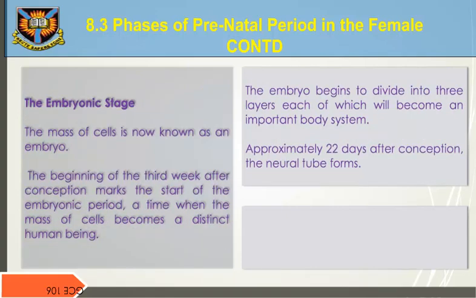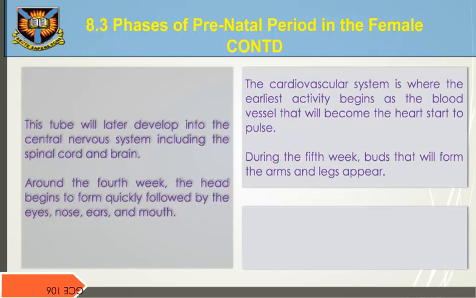The embryonic stage. The mass of cells is now known as an embryo. The beginning of the 3rd week after conception marks the start of the embryonic period, a time when the mass of cells becomes a distinct human being. The embryo begins to divide into 3 layers, each of which will become an important body system. Approximately 22 days after conception, the neural tube forms. This tube will later develop into the central nervous system, including the spinal cord and brain.